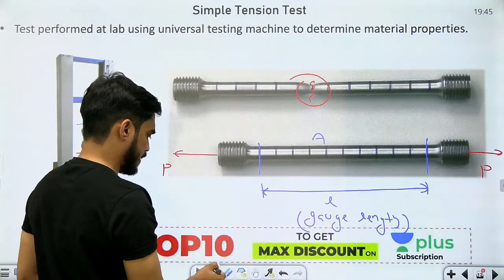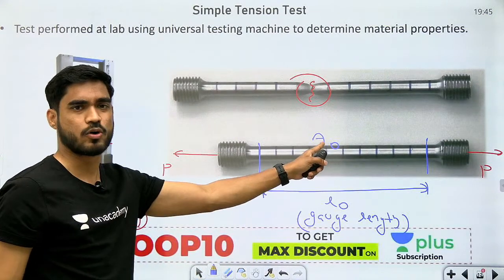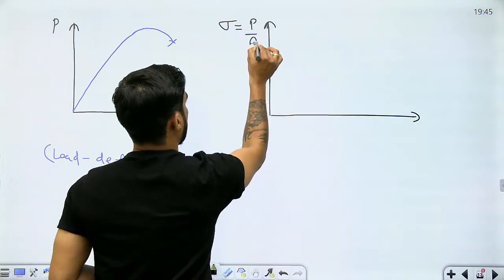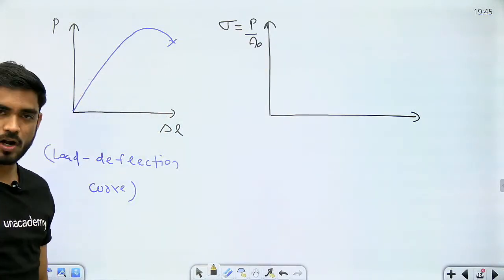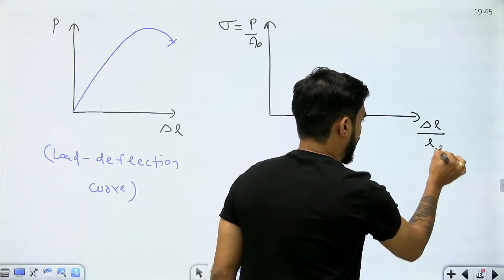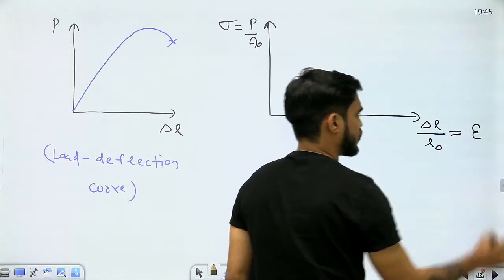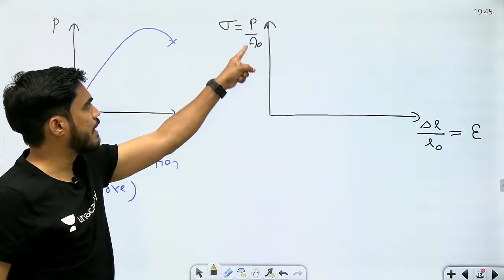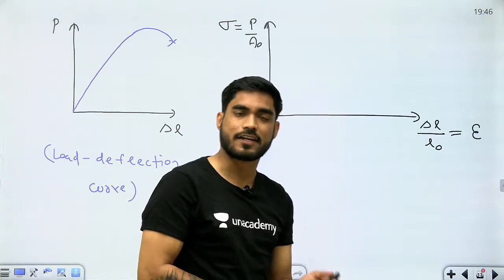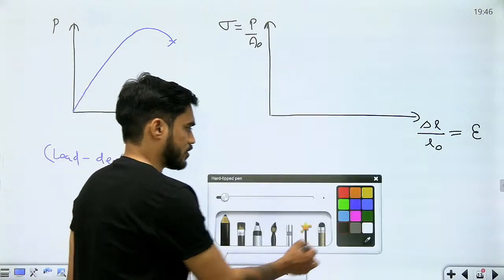Let's call it A naught, and let's call this L naught, because this is the original area and original length. So I will write sigma equal to P by A naught. And if I divide delta L by the original length, then I will get the strain. So load divided by area is giving you stress, and change in length divided by original length is giving you strain. So now my curve is converted into stress strain curve.